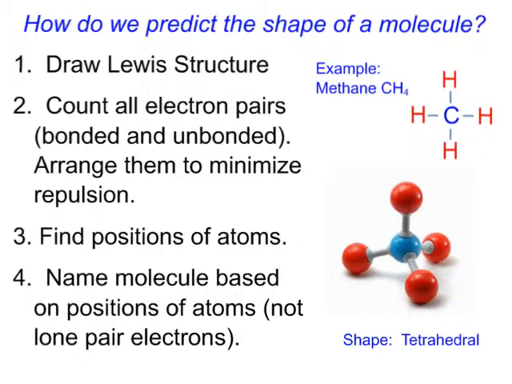So in this case, we only have bonded pairs. They're 1, 2, 3, and 4. And when they are arranged to minimize the repulsion, the shape is tetrahedral right here. That's the shape that we can have each of these pairs of electrons as far apart from one another as possible. Then we find the positions of the atoms, which we have right here, and we name the molecule based on the positions of the atoms, not on lone pairs. And this doesn't really affect us in this case because we don't have any lone pair electrons. So our final shape is tetrahedral.